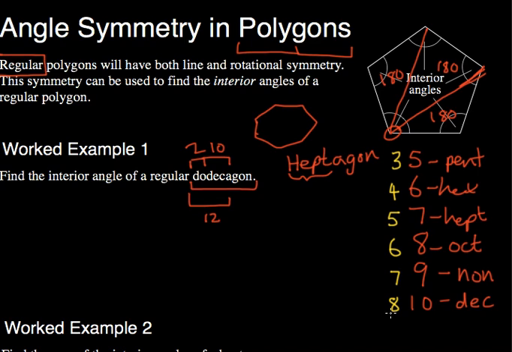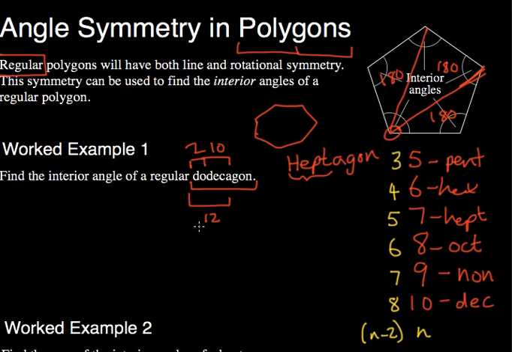So we can generate a formula here to work out how many triangles there are in an n-sided shape. So if you had an n-sided shape, let's say that the n was 100, how many triangles would you be able to fit into that? It would be 98, or n minus 2. So n minus 2 triangles fit inside an n-sided shape.